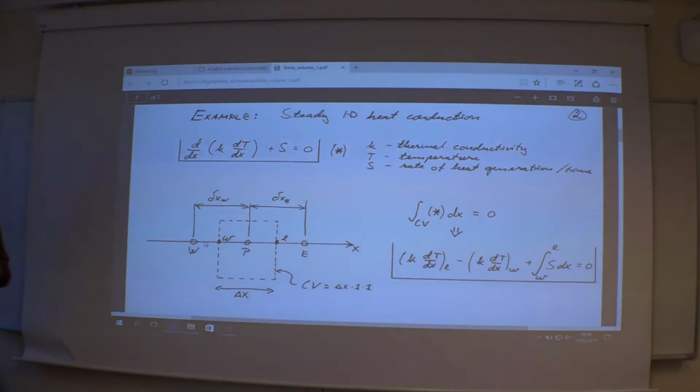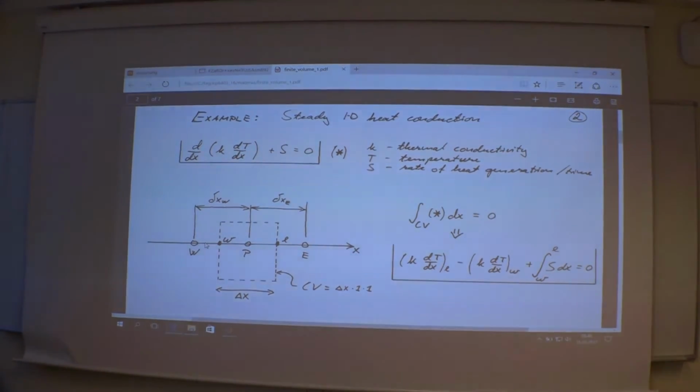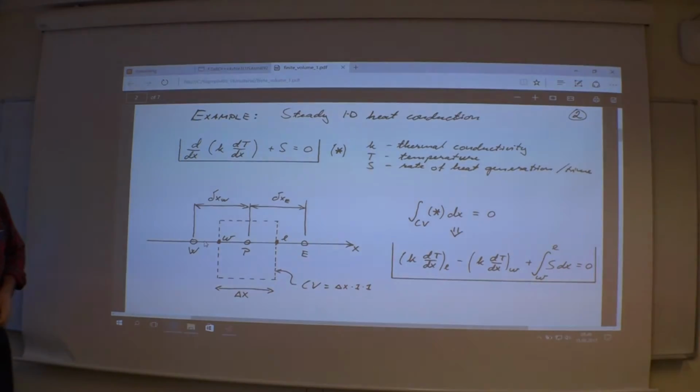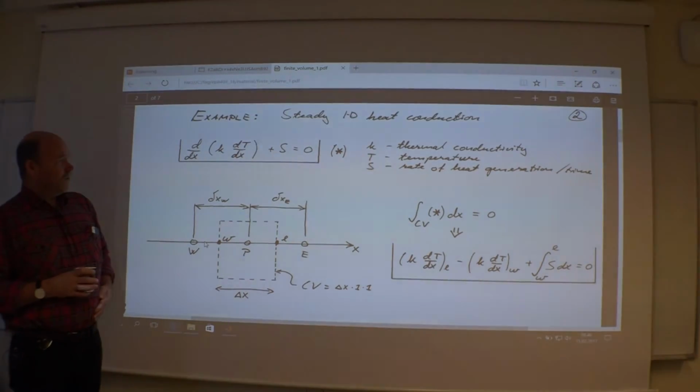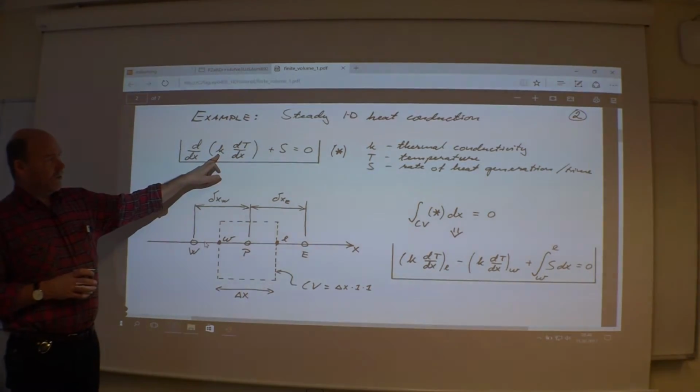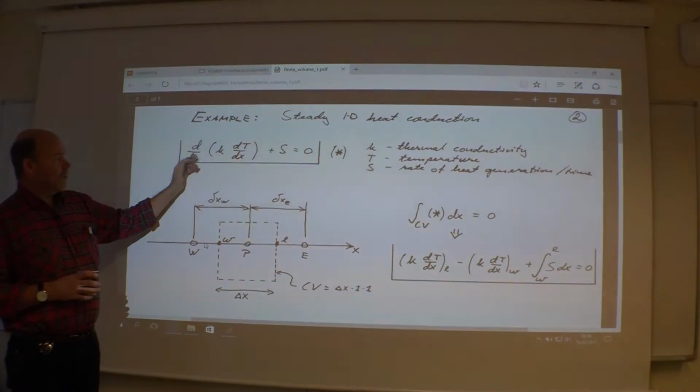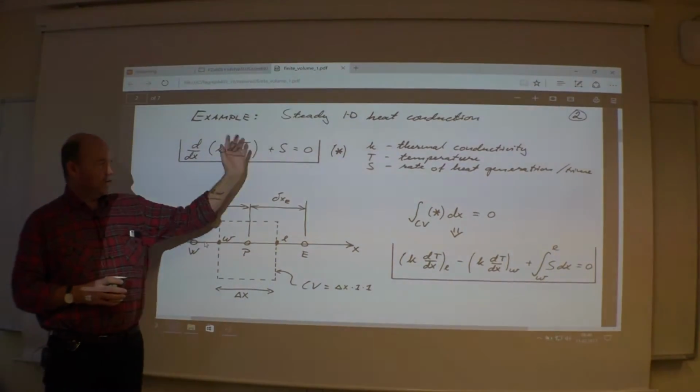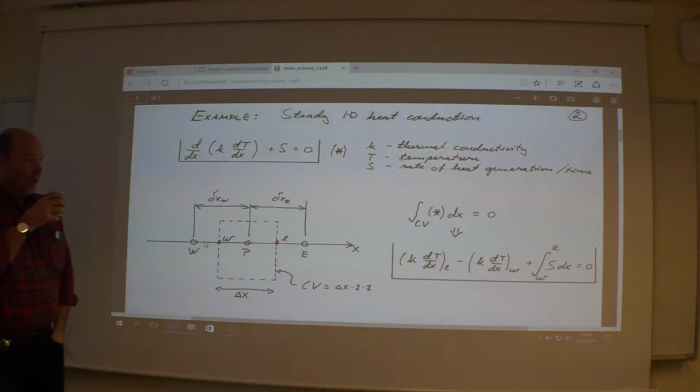As a first example, one-dimensional, what is it, a Poisson equation. If you let the thermal conductivity be constant, you can put it outside, you have a double derivative equal to something. So, very easy equation system.